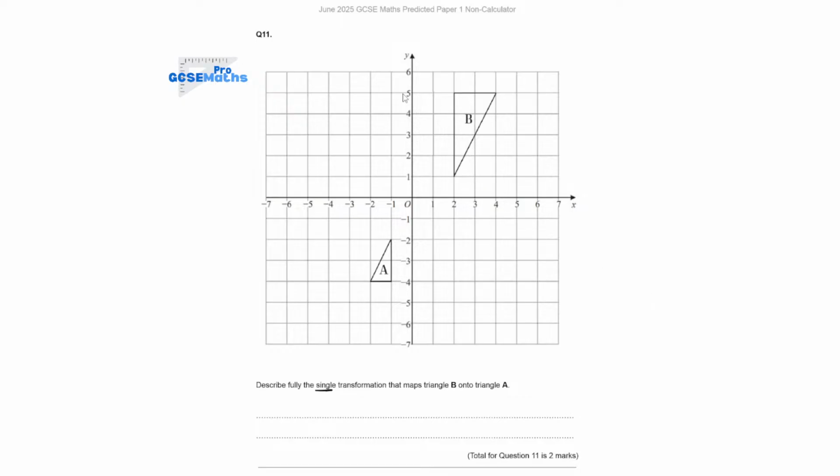You could, I mean, technically you could rotate it and then make it smaller, but the thing is they've asked for a single transformation. So whenever you see that something has obviously changed size, but has also flipped, has also kind of rotated, that is going to be an enlargement. Hang on, let me see.